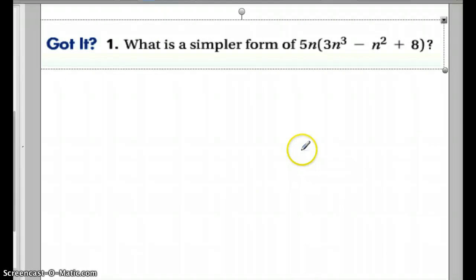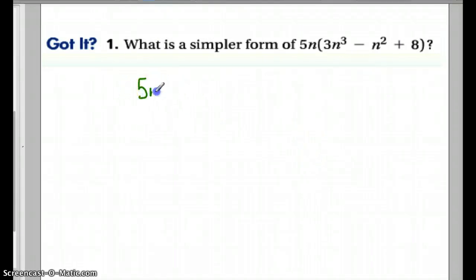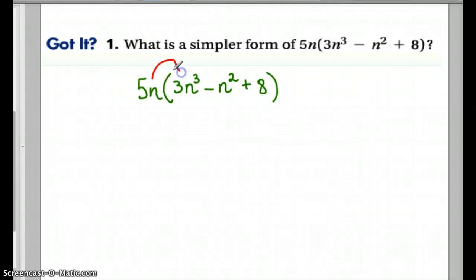Okay? Here's another example. Let's write it down again so we have plenty of space. And then what I'd like you to do is to pause the video and work on distributing the positive 5n to all three of the terms inside the parentheses. And when you come back, you can check your work.